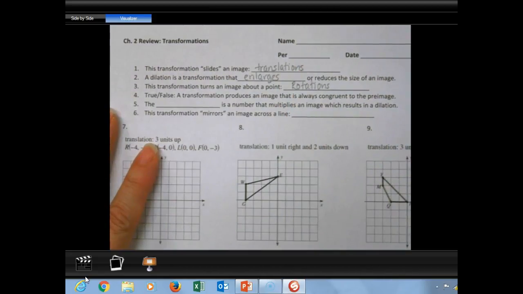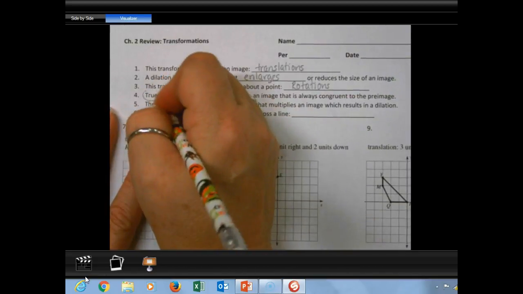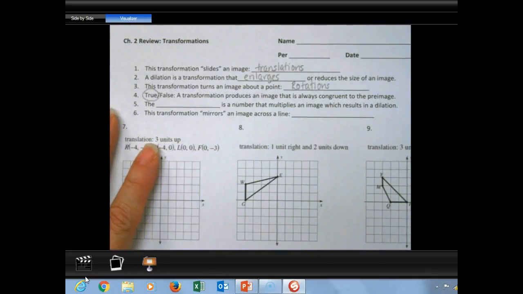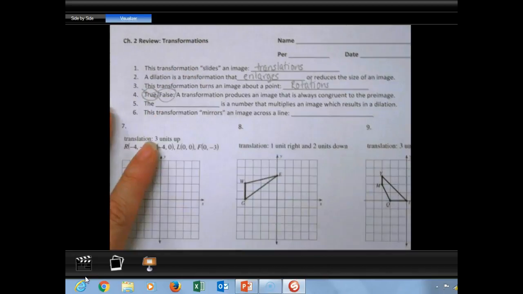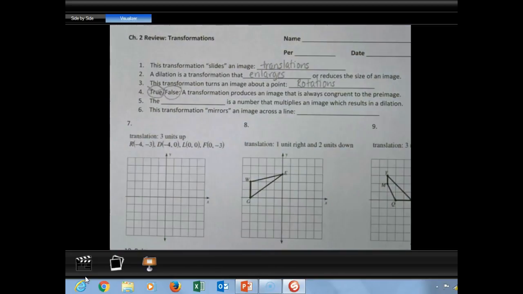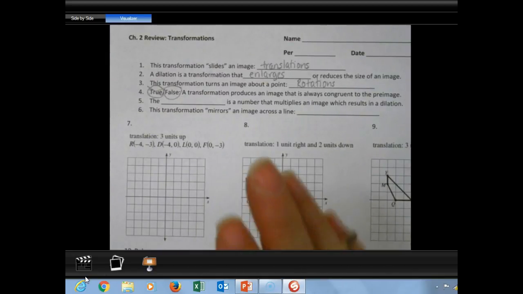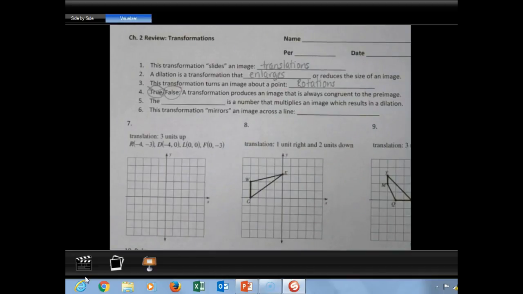True or false? A transformation produces an image that is always congruent. That is true. Oh, wait. Sorry, I lied. That is false. Why is it false, though? So a rotation is going to be identical, right? It's not going to change its shape or size. A translation is just going to slide it. It's not going to change its shape or size. A reflection is just flipping the image. It's not going to change its shape or size.